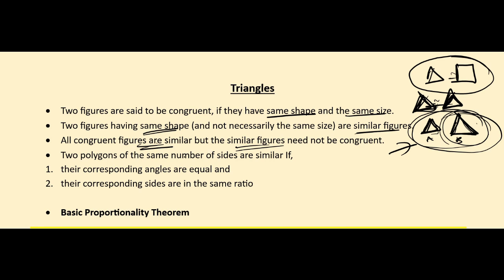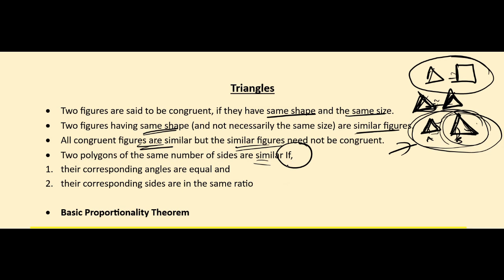Then, two polygons with the same number of sides are similar if they satisfy two conditions. What are they? Their corresponding angles are equal and their corresponding sides are in the same ratio. For example, let us take triangles. When we say two triangles are similar, their corresponding angles are equal and their corresponding sides are in the same ratio.